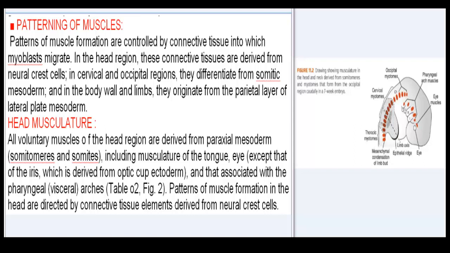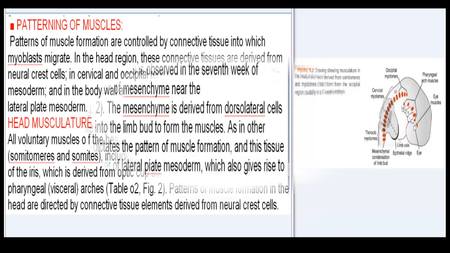Head musculature. All voluntary muscles of the head region are derived from paraxial mesoderm, somitomeres and somites, including musculature of the tongue, eye, except that of the iris, which is derived from optic cup ectoderm, and that associated with the pharyngeal, visceral, arches, Table 2, Fig. 2. Patterns of muscle formation in the head are directed by connective tissue elements derived from neural crest cells.